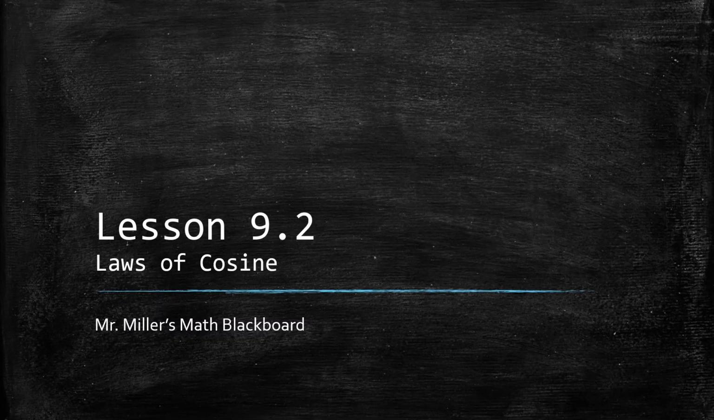All right, welcome to lesson 9.2, the law of cosines. So in the last lesson, we showed how we could use the sine function to solve triangles that do not have right angles in them.